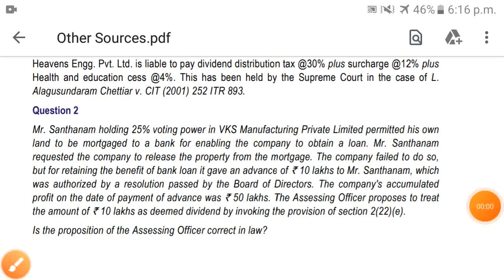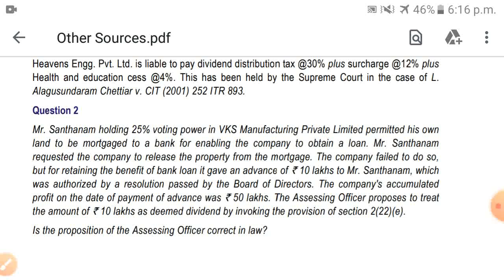Question number 2. Mr. Santhanam, holding 25% voting power in VKS Manufacturing Private Limited, permits his own land to be mortgaged to a bank for enabling the company to obtain a loan. Okay, Mr. Santhanam requested the company to release the property for mortgage. The company failed to do so, but for retaining the benefit of the bank loan, it gives an advance of rupees 10 lakh to Mr. Santhanam, which was authorized by a resolution passed by the board of directors. The company's accumulated profit on the date of payment of advance was rupees 50 lakhs.